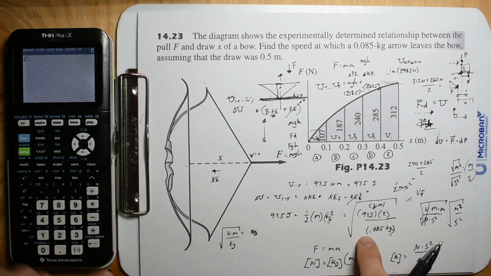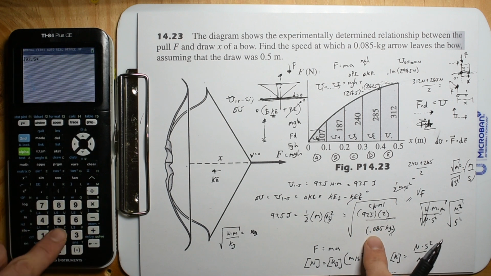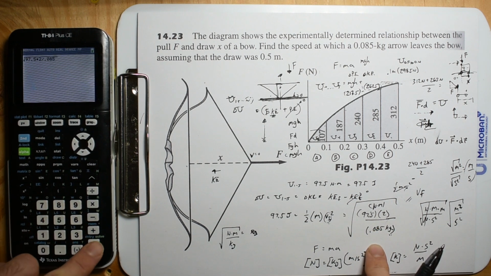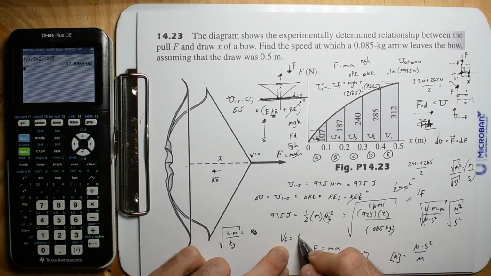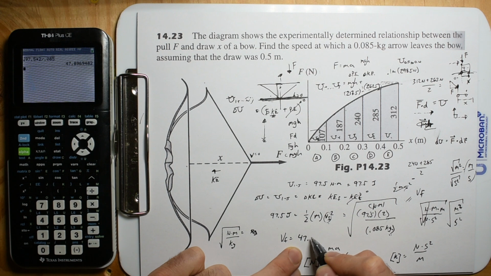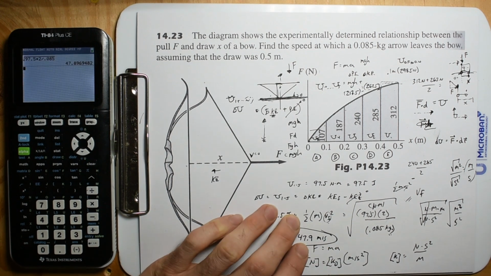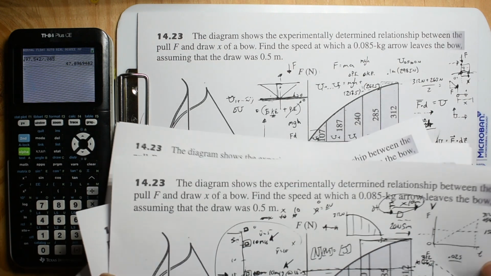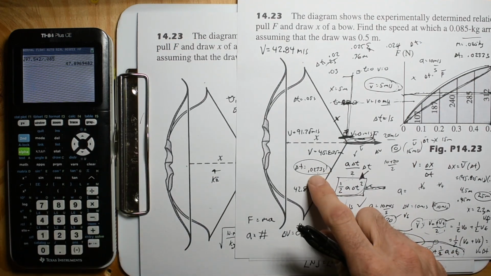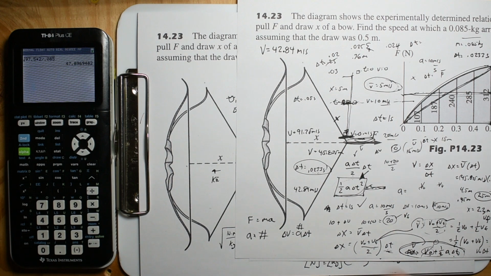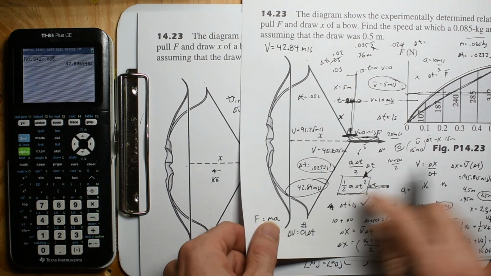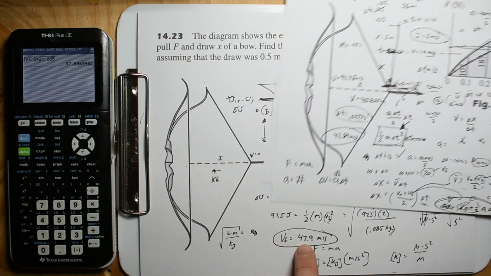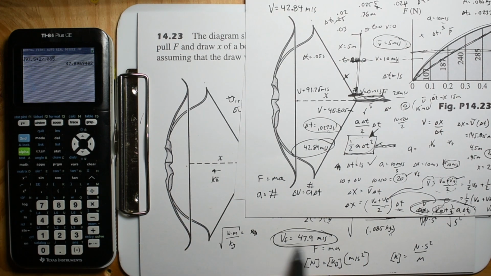So let's make sure we don't mess this up. We got 97.5 times 2 divided by 0.085. And hell yeah, we get a velocity final of 47.9 meters per second. That's pretty sweet because let's compare it to our initial guess. It was so important to do those initial guesses. What was our initial guess with this time of 0.0233? We were going to get 42.84, but we said it's going to be a little bit higher. So our velocity here is 47.9.